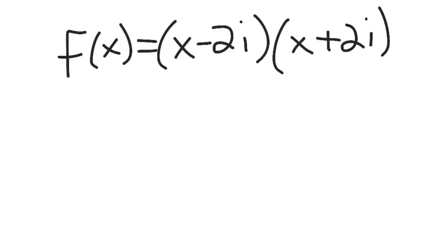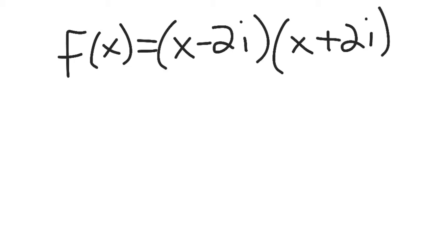If you're asked to put a polynomial in standard form, it looks something like this: 2x to the third plus 4x squared plus and so on, in descending powers. We can do that in this instance by multiplying the two parentheses to each other. So we'll multiply x times x to make x squared, and then x times 2i to make 2ix.